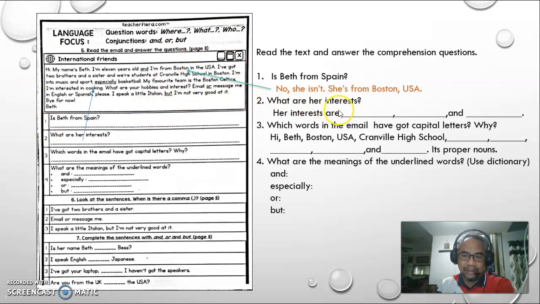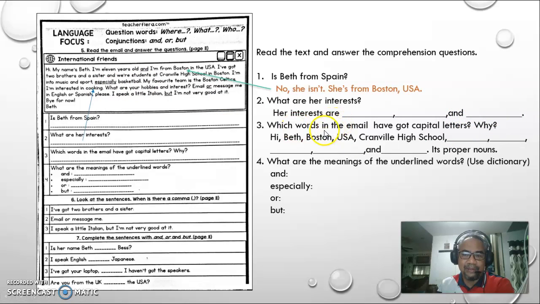What are her interests? Okay, more than one. Interests, more than one. You look at the cooking, and then you look at the into music, sport, basketball. Right? 1, 2, 3, 4. Okay, you add another one. Her interests are music, sport, basketball, and cooking. So you have to add another one.